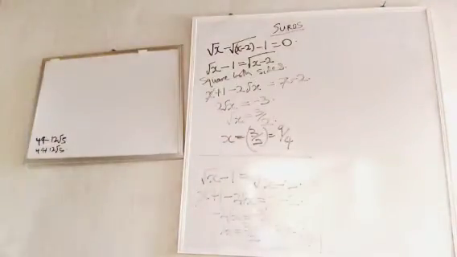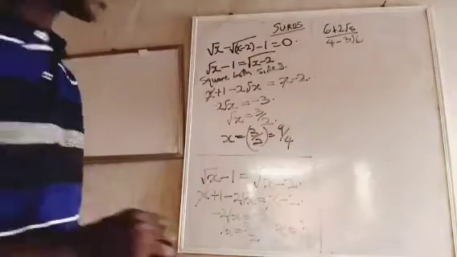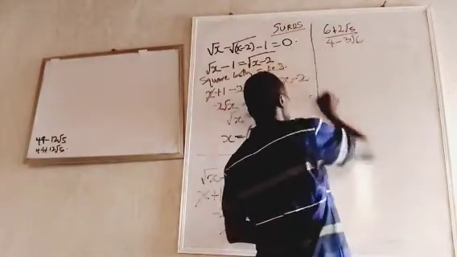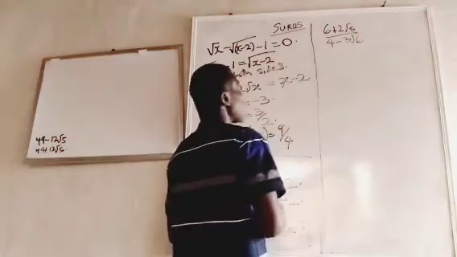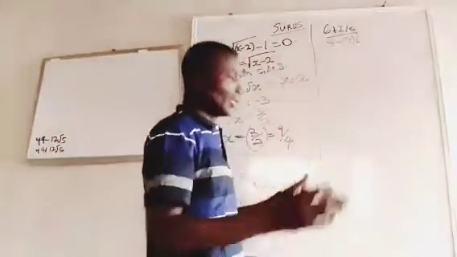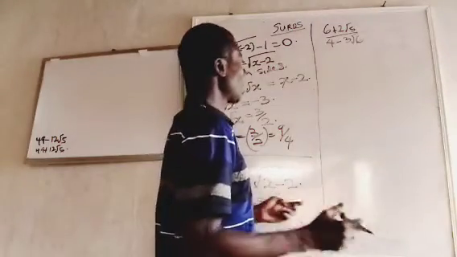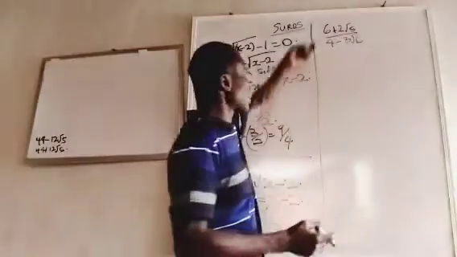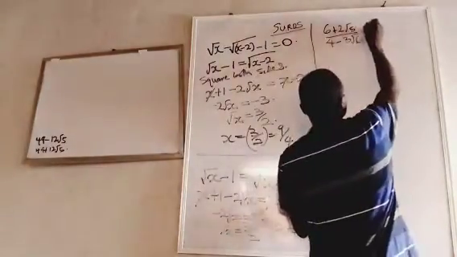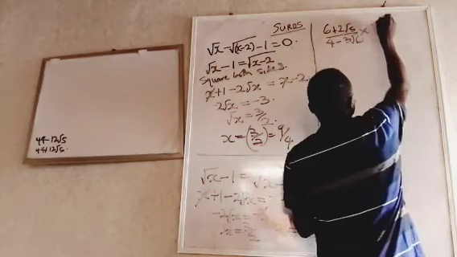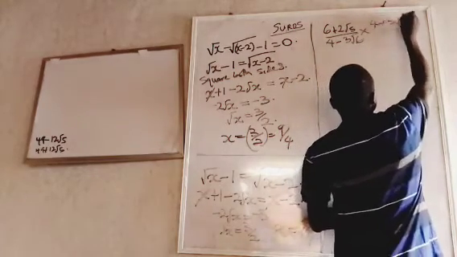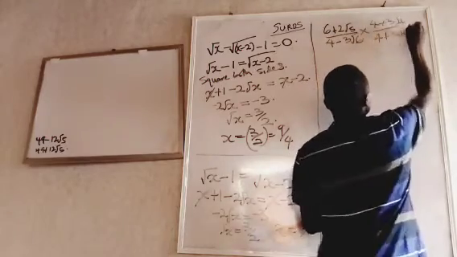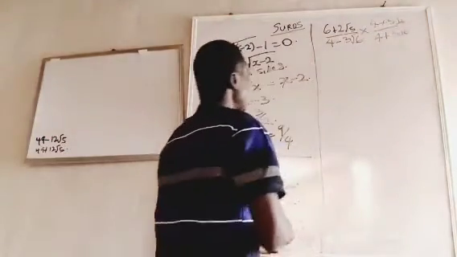Let's look at another question. Now look at this: 6 plus 2 root 5 divided by 4 minus 3 root 6. How do you go about this? If it is a multiple choice question, you don't need to waste any time. Just multiply straight by the conjugate of the denominator, 4 plus 3 root 6, 4 plus 3 root 6. Straight.